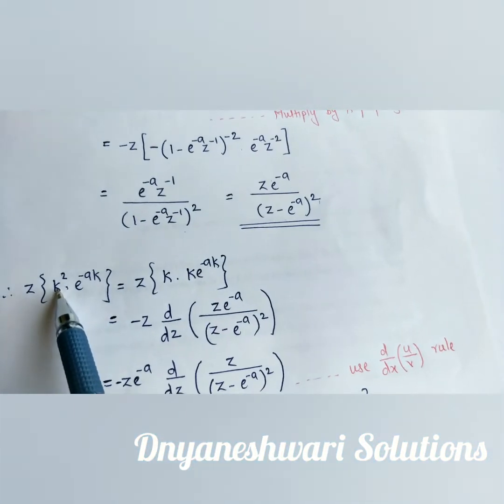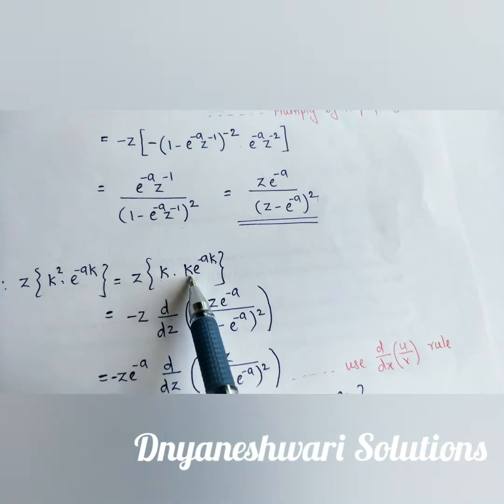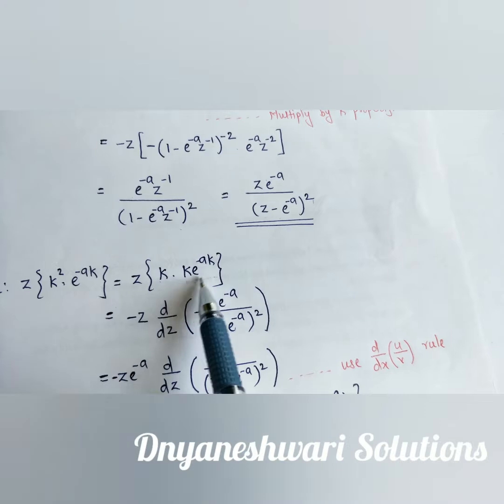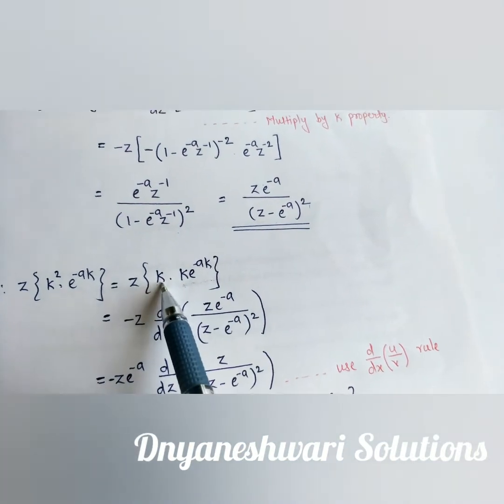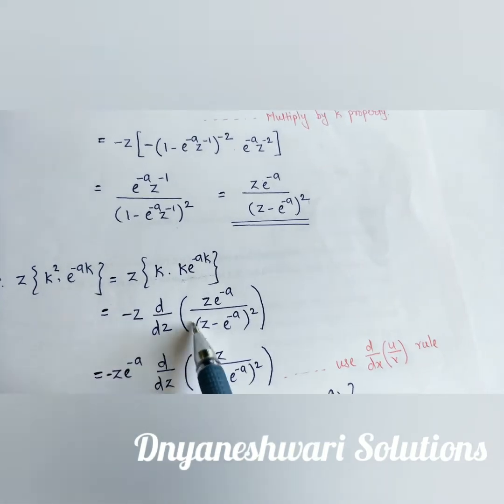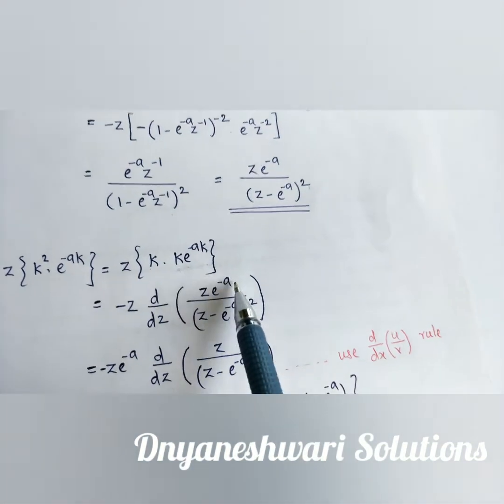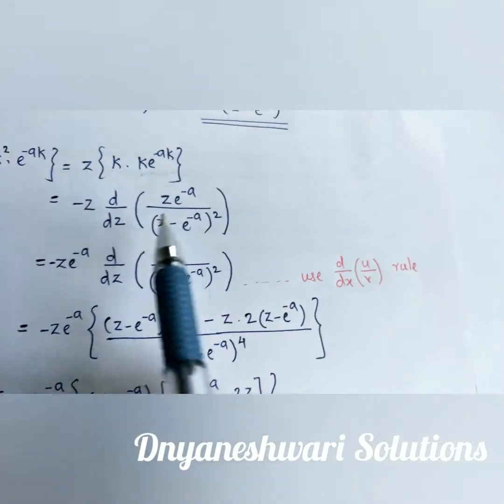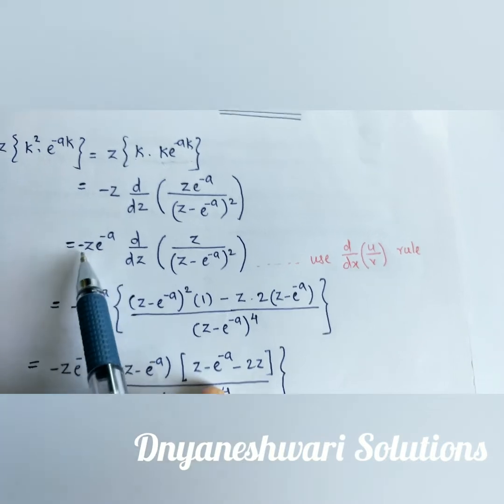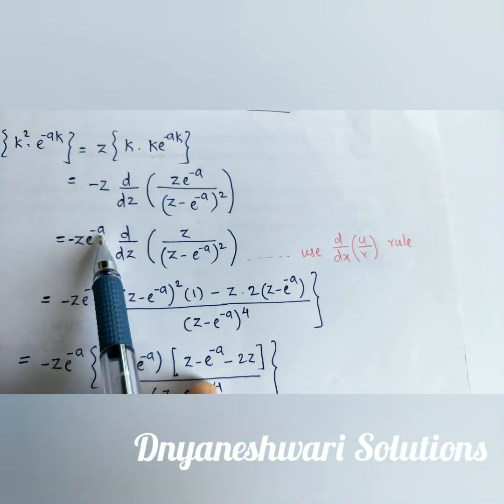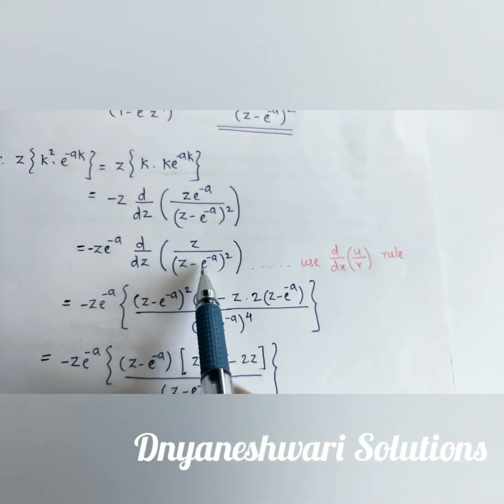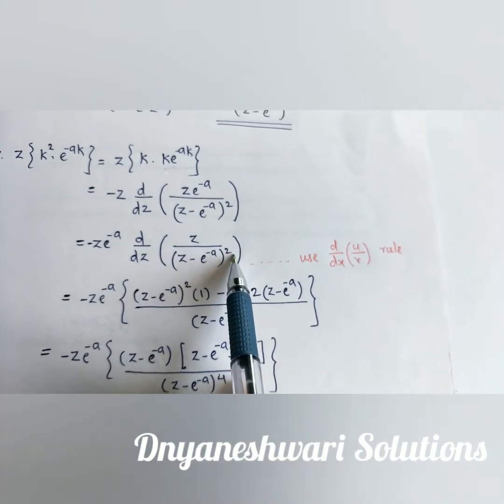That is how to find k square: k into k e raised to minus ak. We have the answer of k into e raised to minus ak. Put this answer here and again use the multiply by k property, that is minus z d upon dz and the answer of k e raised to minus ak. So take e raised to minus a as constant. So minus z e raised to minus a, take outside of the derivative, and we have to find the derivative of z upon (z minus e raised to minus a) square.